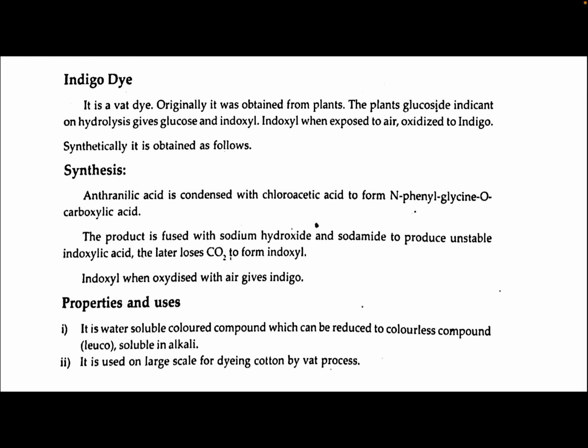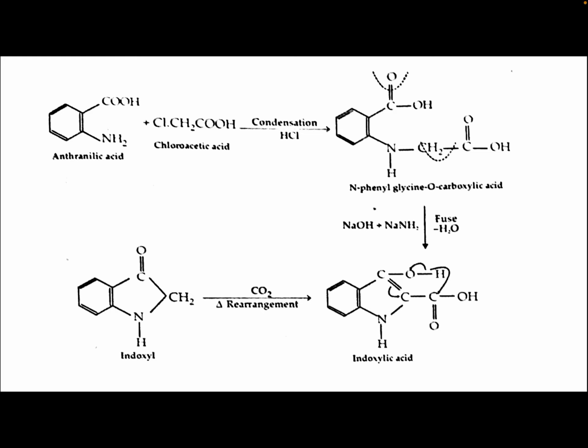In synthesis, anthranilic acid is condensed with chloroacetic acid to form N-phenyl glycine ortho-carboxylic acid. The product is fused with sodium hydroxide and sodamide to produce unstable indoxylic acid, which later loses CO2 to form indoxyl. Indoxyl, when oxidized with air, gives indigo. Properties and uses: it is a water-insoluble colored compound which can be reduced to a colorless compound known as leuco compound, which is soluble in alkali. It is used on a large scale for dyeing cotton by the vat process.